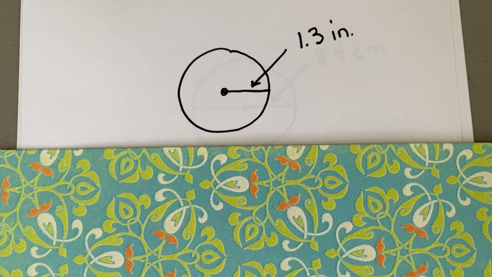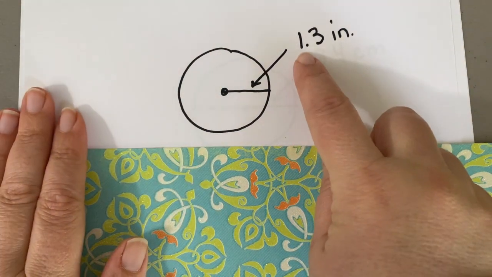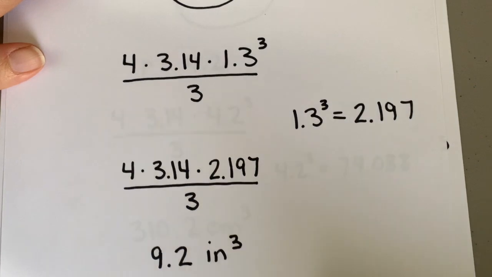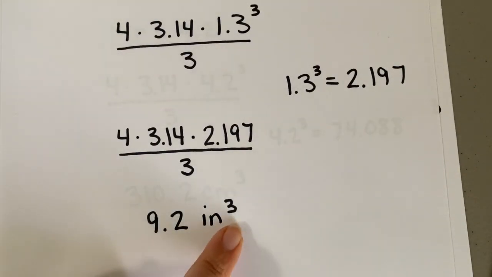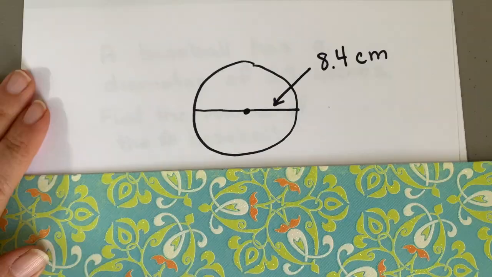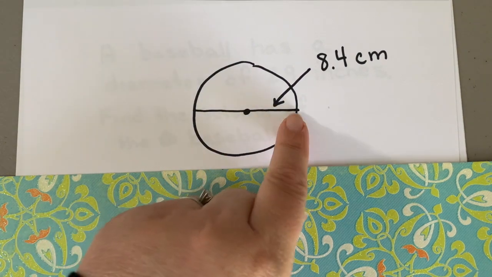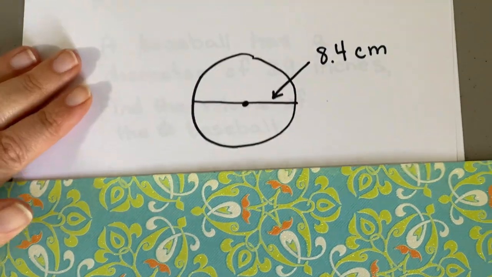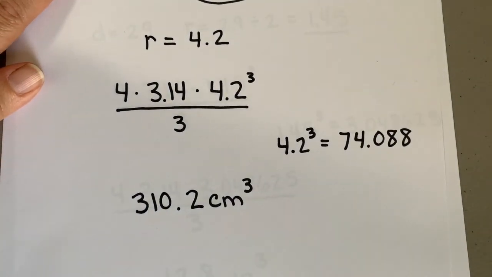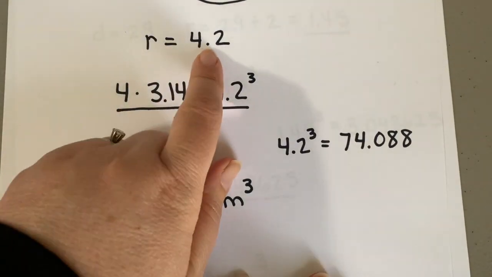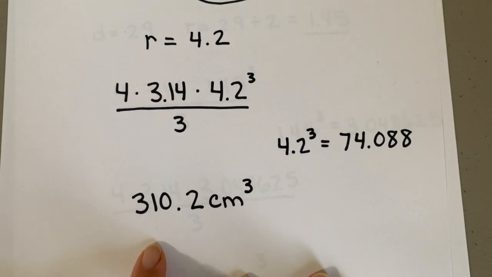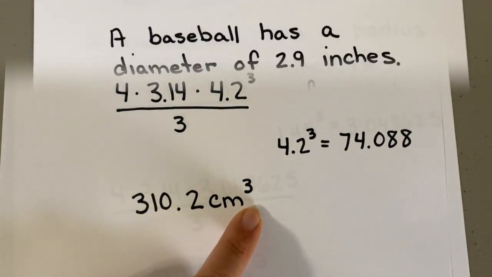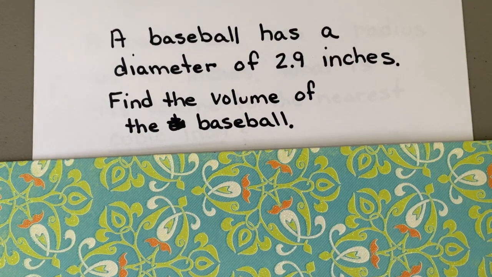Find the volume of a sphere with a radius of 1.3 inches. That would have been 9.2 inches cubed. Find the volume of a sphere with a diameter of 8.4 centimeters. Again, remember, if your diameter was 8.4, your radius was half of that, or 4.2, and your final answer was 310.2 centimeters cubed.